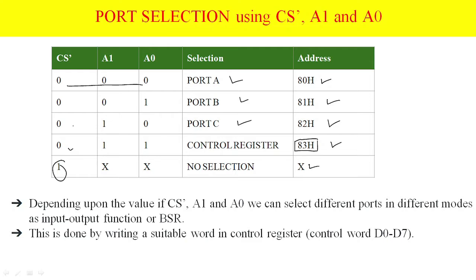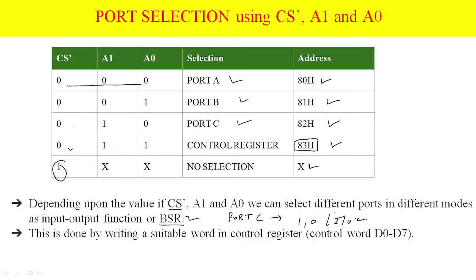So depending on the values of chip select, A1 and A0, we can select different ports in different modes, as input output function or BSR mode. In BSR mode, you can directly use the port C bits as 1 or 0, as input and output.